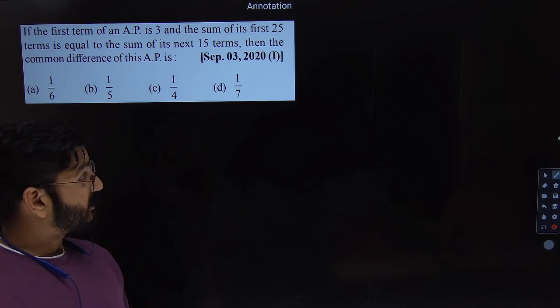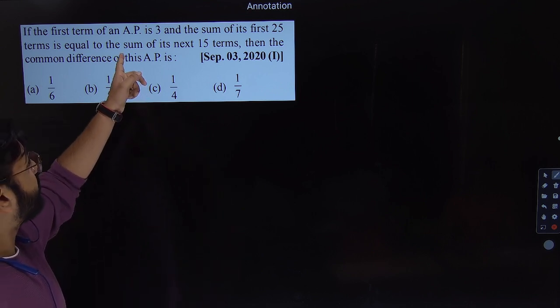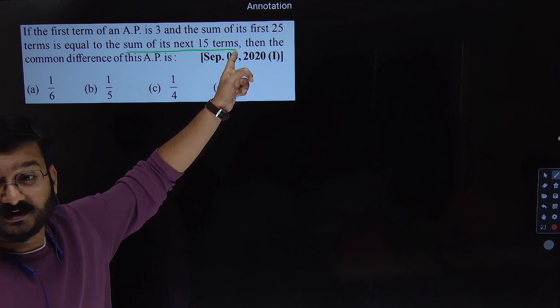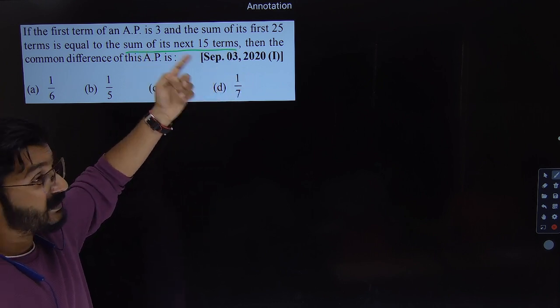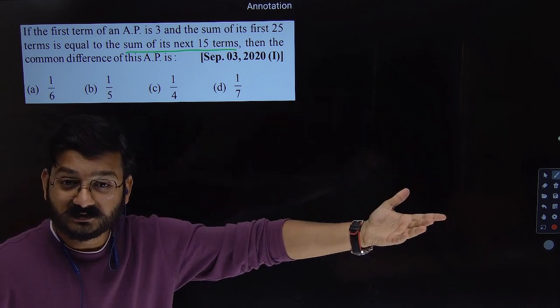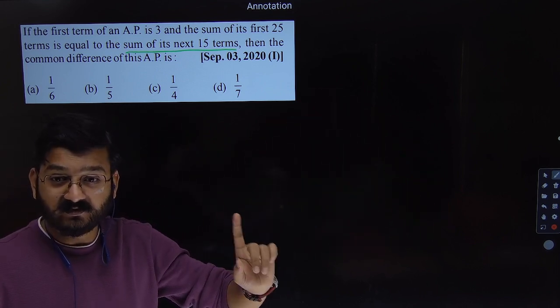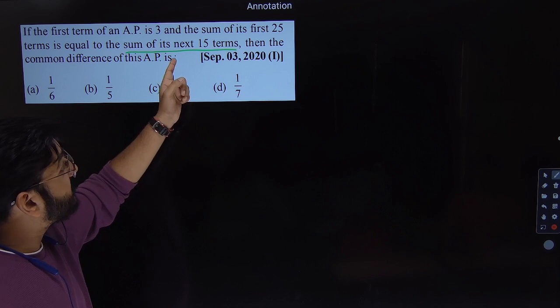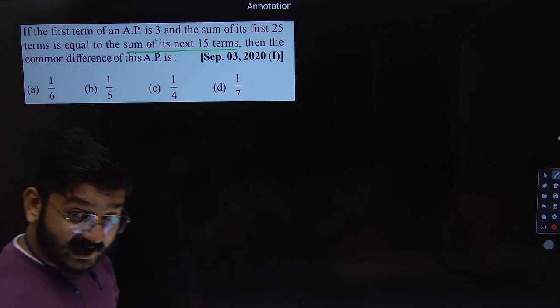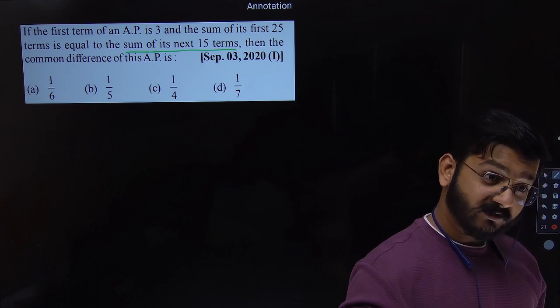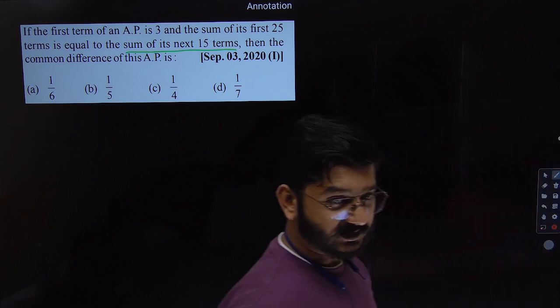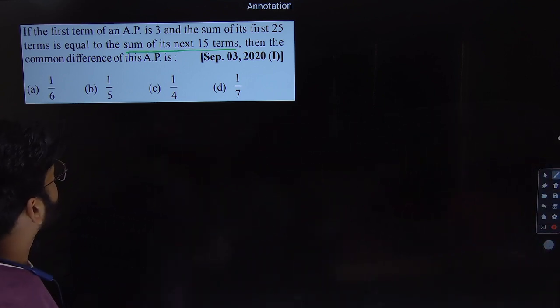So here you have to be careful because they have written sum of its next 15 terms. So S15 will not be the same as the sum of next 15 terms. Are you understanding the difference? So be careful in these types of questions. It has to be written sum of first 25 terms or sum of first 15 terms. Correct? So how will we deal with it?